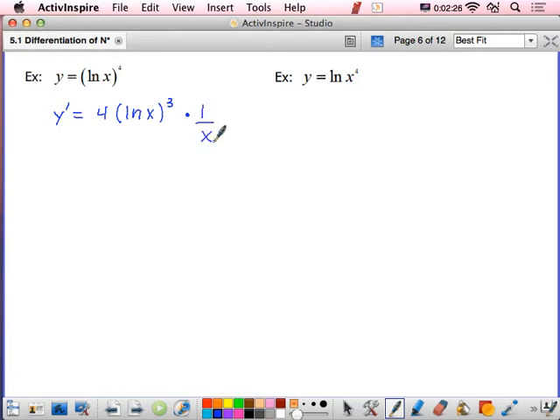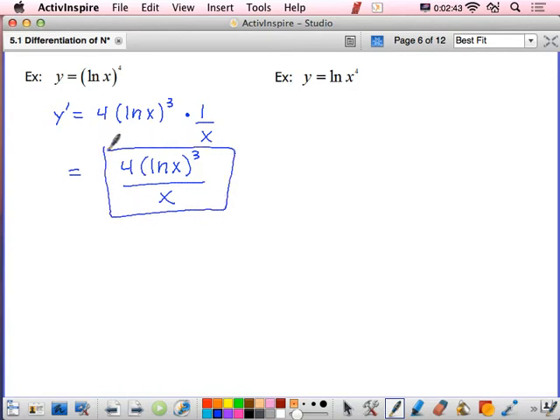And then you just clean it up. So we have 4 natural log of x all to the 3rd power all over x. And no, you can't cancel those x's. One's hooked onto a natural log and one is not. And one's in parentheses and one is not. I'll still try. I'm sure you will.